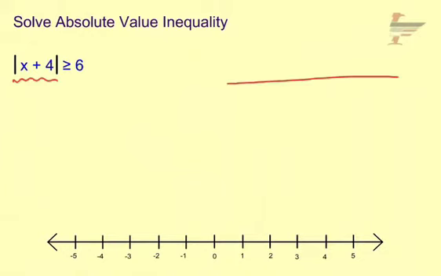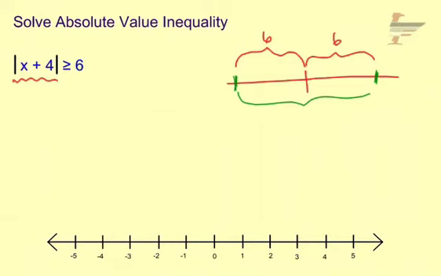Now with distance, that means we can head out this way and say, well, here's a distance of 6. But we also can head out this way and have a distance of 6. And so this gives us a total distance from here to here. We want this whole distance to be greater than or equal to 6.